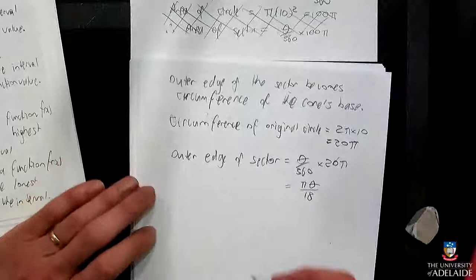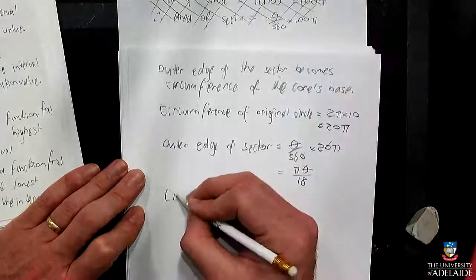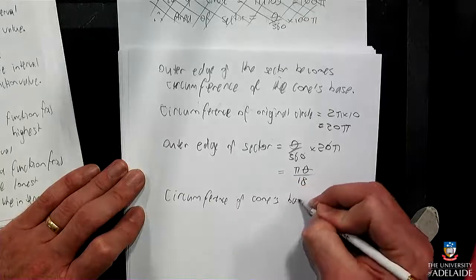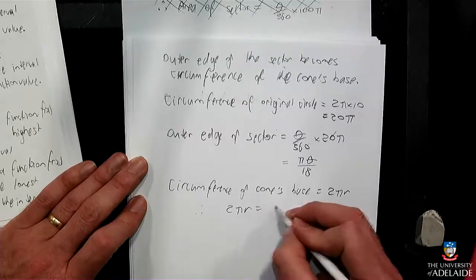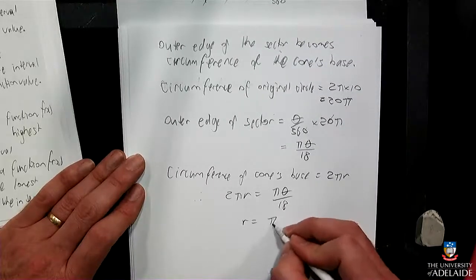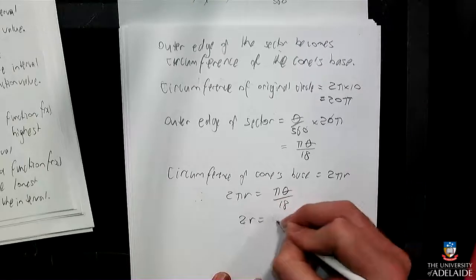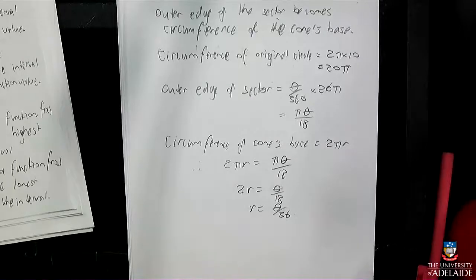Okay. And so therefore we also know that the circumference of the cone's base is going to be 2 pi times r. And so therefore, 2 pi r is equal to pi theta on 18. Okay, so that means that r is going to be pi theta. Oh, well, they've both got a pi. So 2r is theta on 18, which means that r is theta on 36. Okay, so we've now written the radius of the cone in terms of theta. That's great. We're going to need the height if we want to find the volume of the cone.